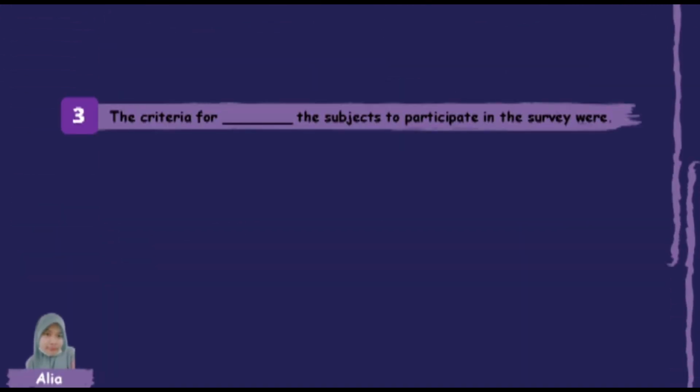Number 1. The criteria for blank the subjects to participate in the survey were... the word selecting is the right answer. If there is a criteria, it means that there is a condition that has to be met. The word selecting means to choose someone or people who match the existing criteria or conditions. In simple terms, if there is criteria, there must be a selection.